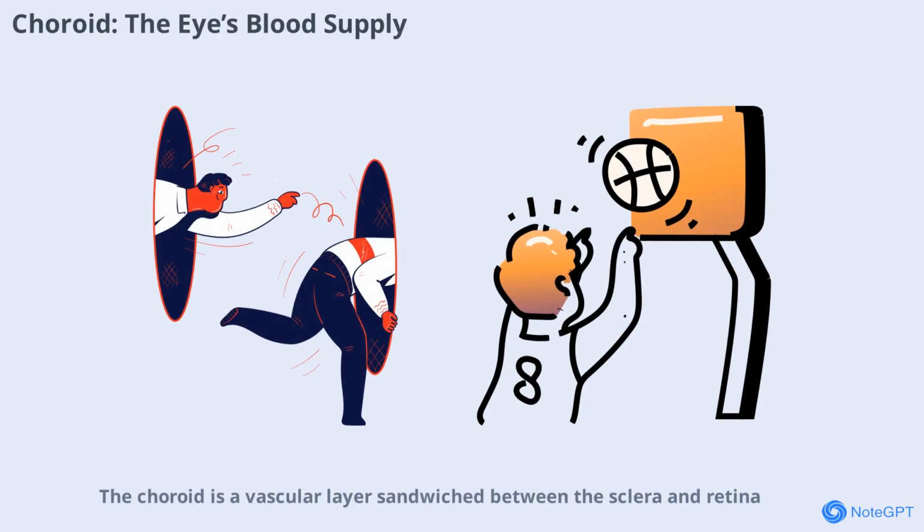The choroid is a vascular layer sandwiched between the sclera and retina. It is packed with blood vessels arranged in 3 layers, providing oxygen and nutrients to the outer retina. The innermost layer, the choriocapillaris, is especially important for nourishing the retinal pigment epithelium and photoreceptors. The choroid's pigmented cells also help absorb excess light, preventing internal reflection and enhancing visual clarity.